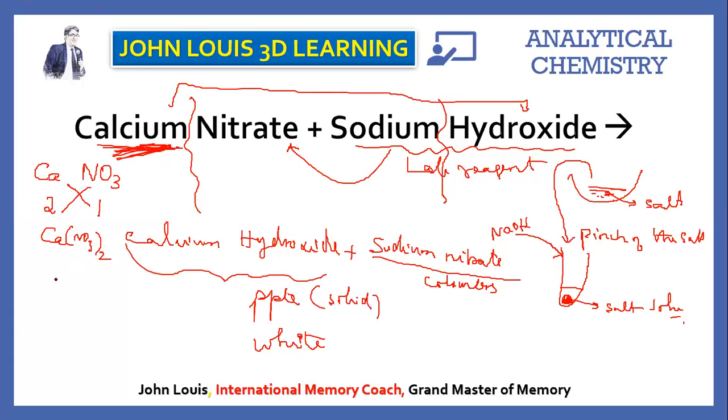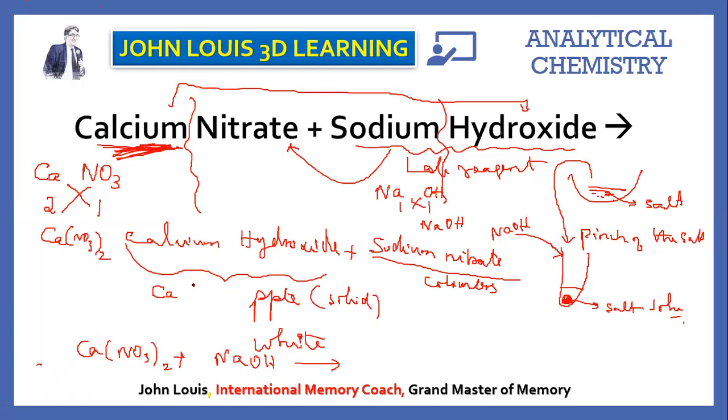Okay. Then sodium hydroxide, already we know the formula. How can you derive sodium hydroxide? Sodium is Na, hydroxide is OH. Both valency 1. Therefore, if you interchange, you will get NaOH. Therefore, on the reactant side, what will be the formula? Ca(NO3)2 plus NaOH. Okay, good.